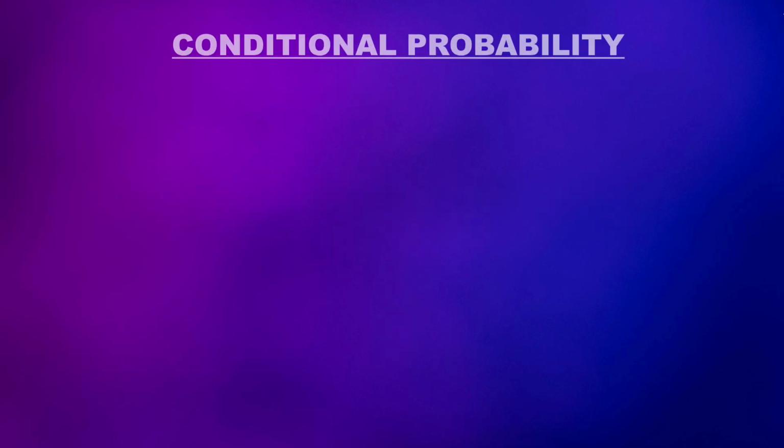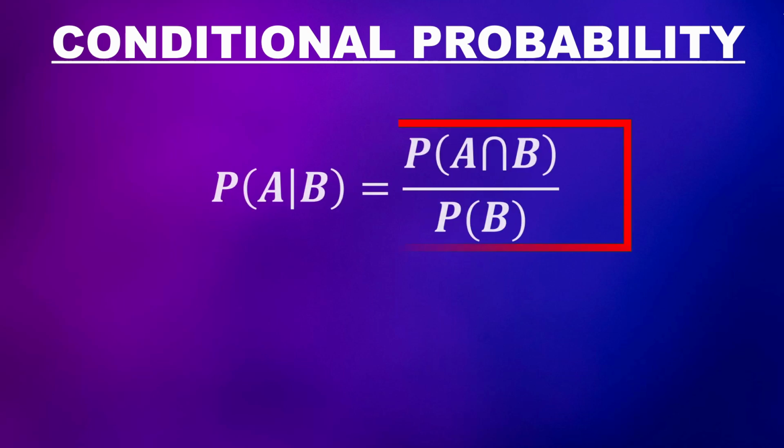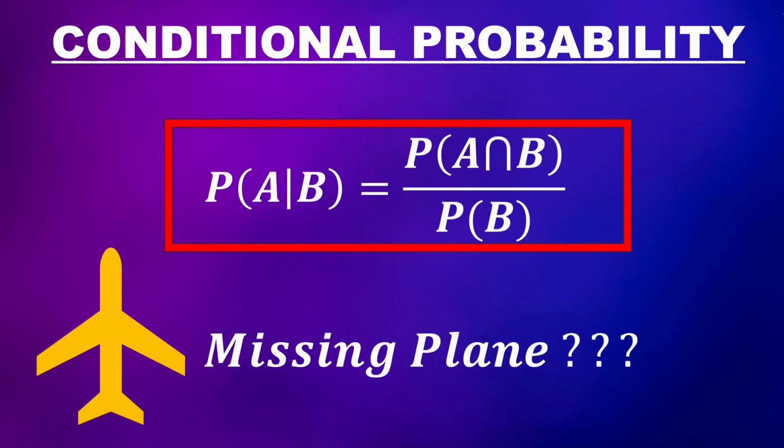In this video, we're going to look at conditional probability and Bayes' theorem. We have a question about a missing plane. That is the example we're going to use to demonstrate Bayes' theorem and conditional probability.